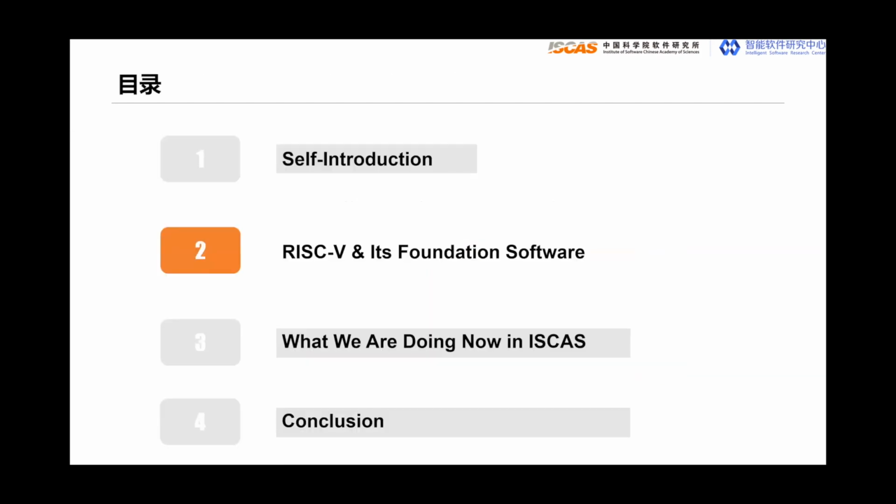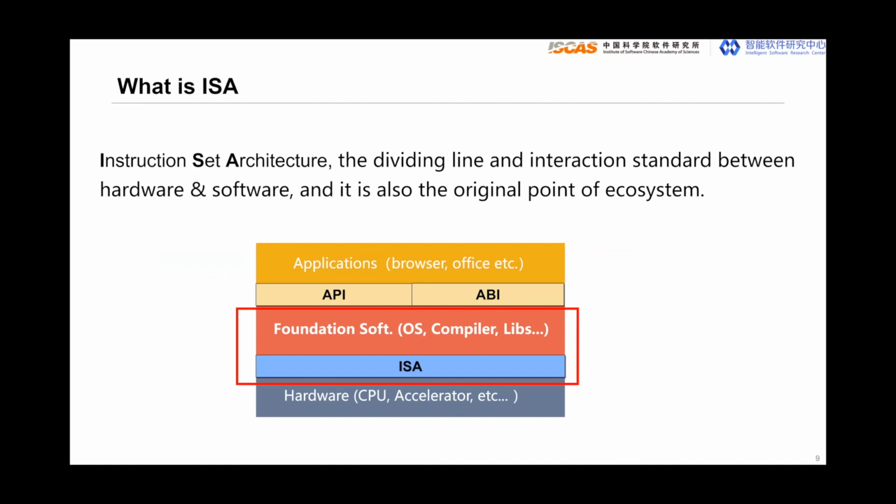So this is a brief self-introduction. Next, I will talk about RISC-V and its foundation software. So let's go back to the definition of ISA. Some people say ISA is the dividing line and the interaction standard between hardware and software. But I see ISA is also the original point of an ecosystem. That means both the software and hardware ecosystems start from ISA.